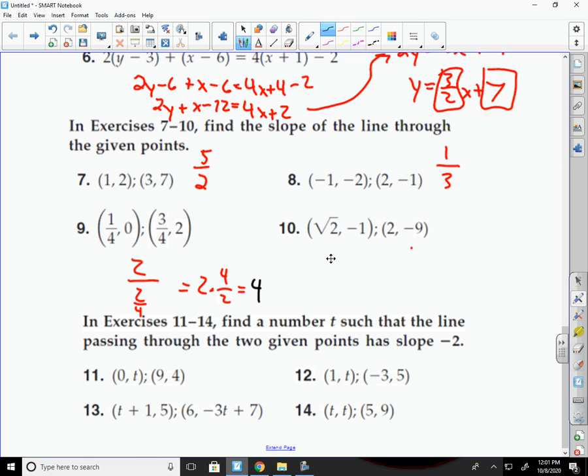Number 10. Negative 9 minus negative 1 gives me negative 8. 2 minus root 2 gives me 2 minus root 2. I can't do anything with that.